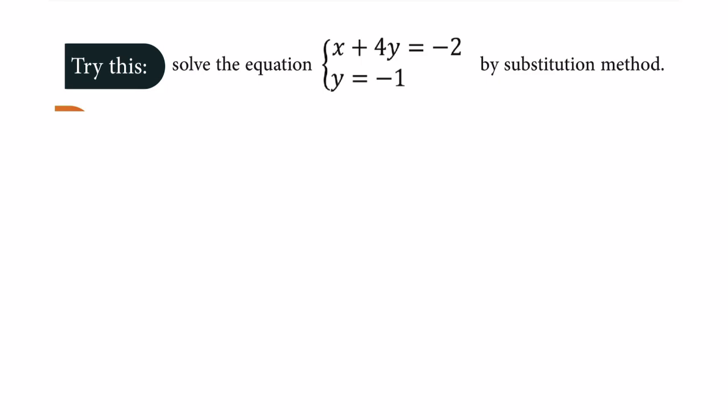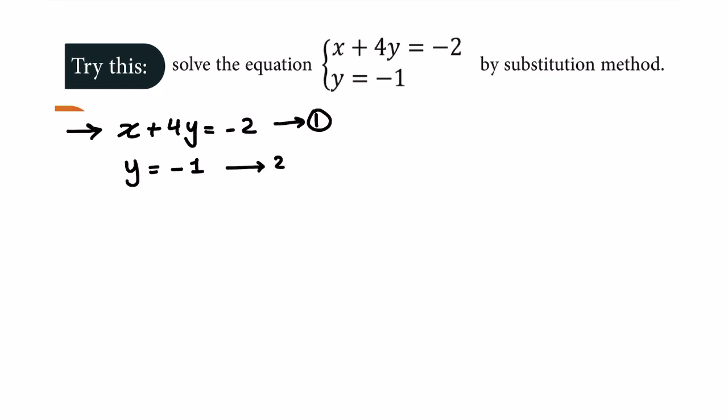The substitution method is that first, they will be giving you two equations, one of them automatically given to you to put into the other one. Sometimes they give a little step before you substitute it. So what I'm going to do first, all the time, is name the equation. So this is x plus 4y equals negative 2, y equals negative 1. I'm going to call this one number 1, and the other the equation number 2.